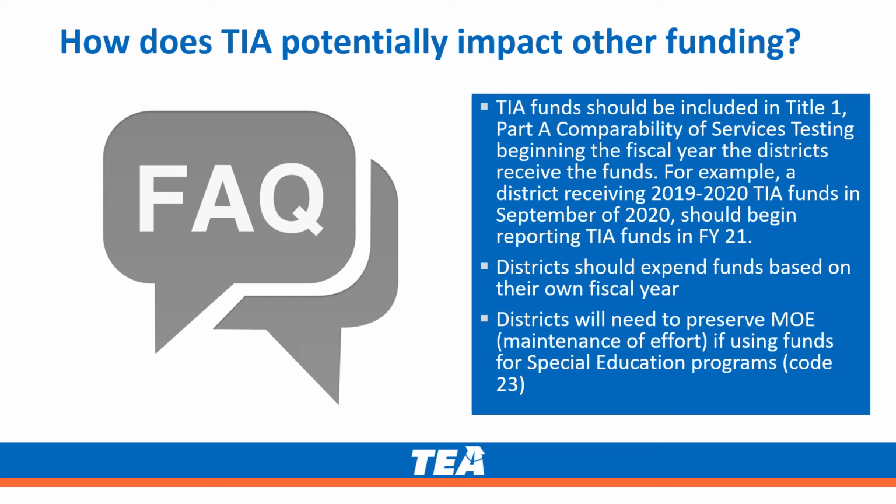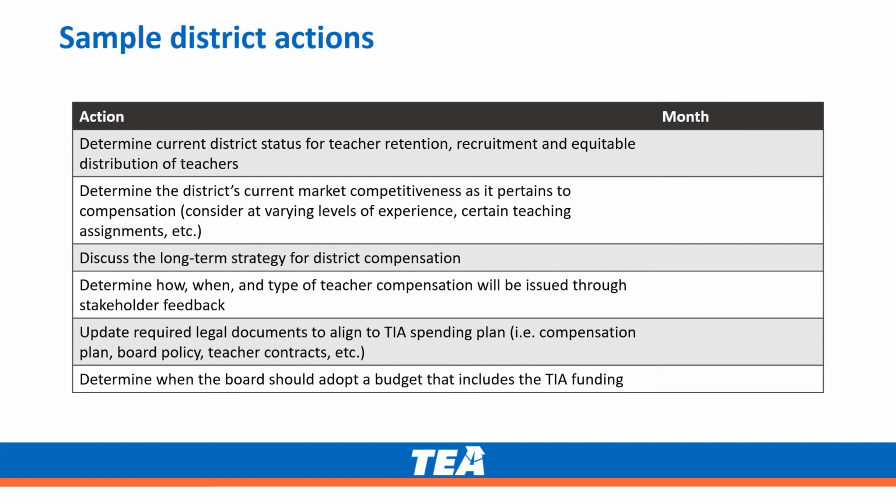And finally, districts will need to preserve MOE or maintenance of effort if using funds for special education programs or Code 23. This slide contains sample district actions that districts can take when developing their TIA spending plan.